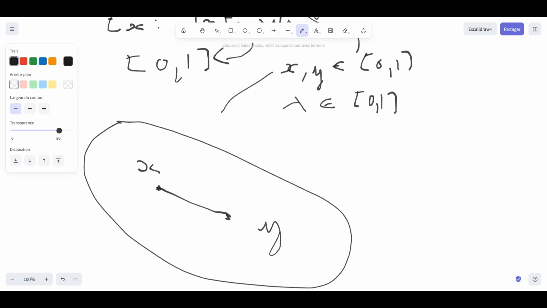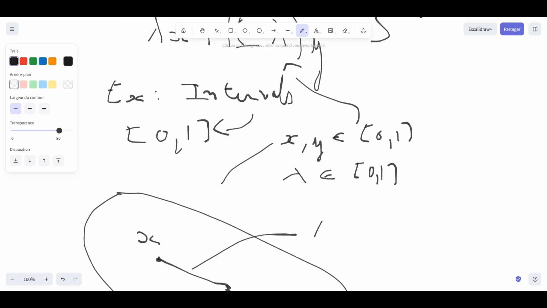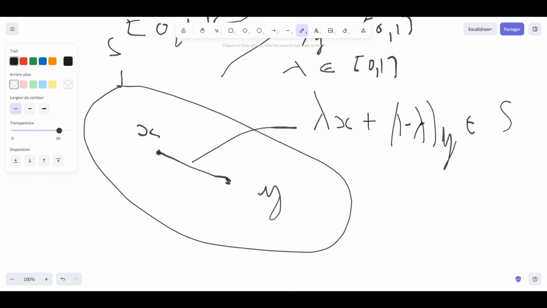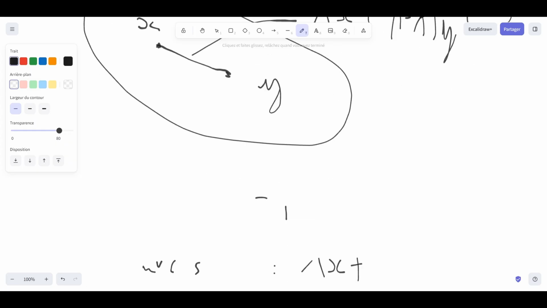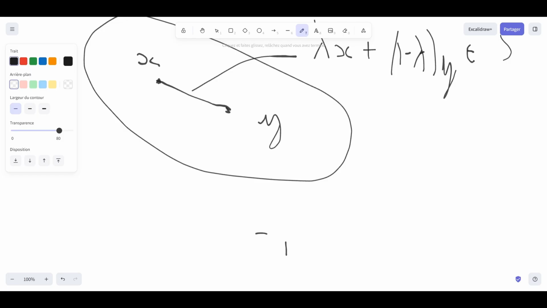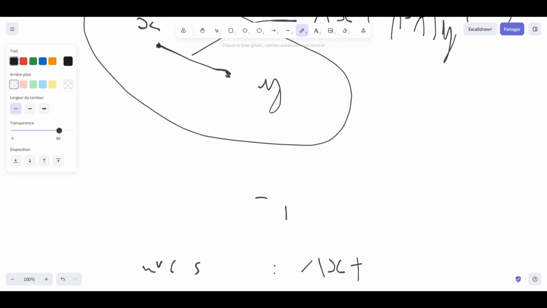Here, this line can represent lambda x plus 1 minus lambda y. And so that's the definition, and it's still in the set because that's the set. And so here we still have the line inside the set. And when it's not a convex set, it's just that the line is not inside the set. So that's a convex set here because the line is inside.